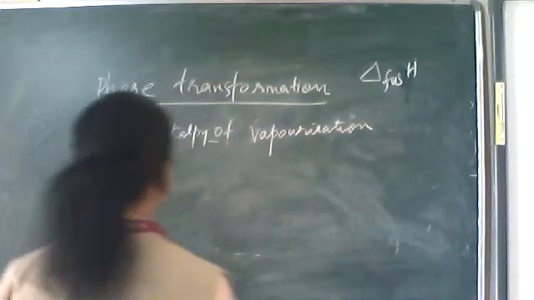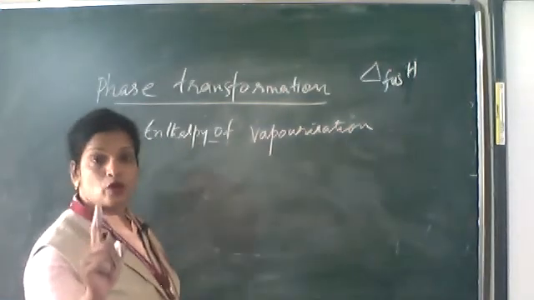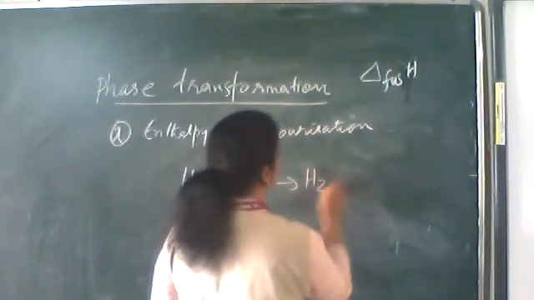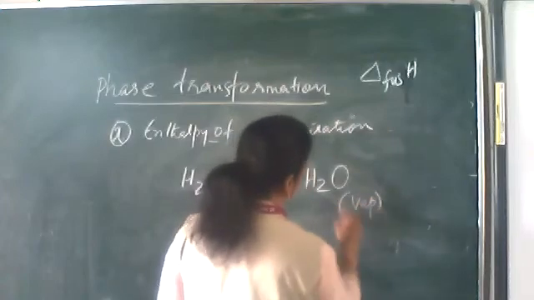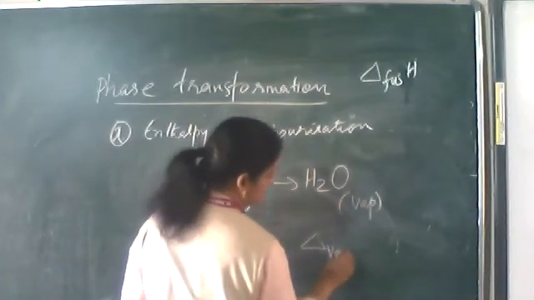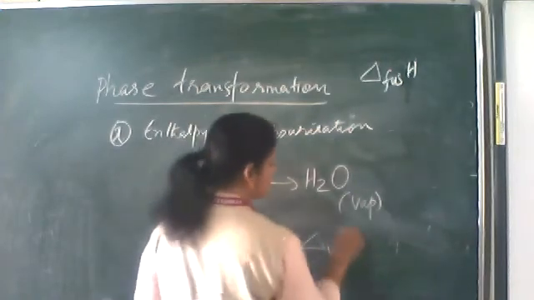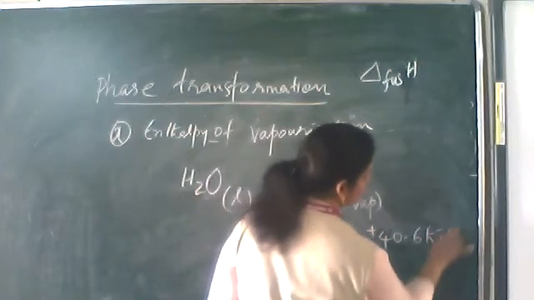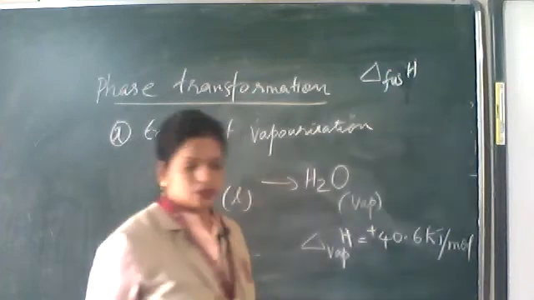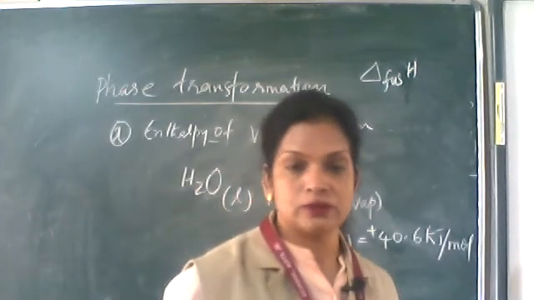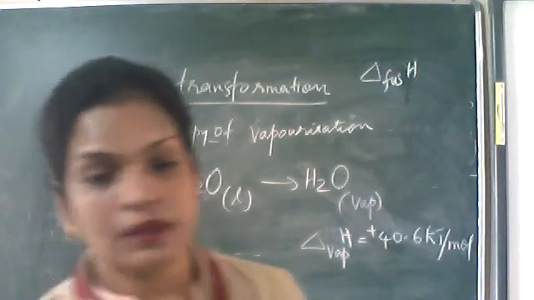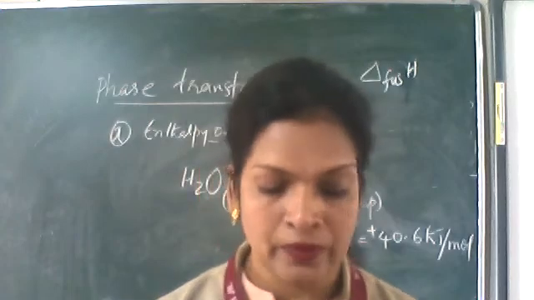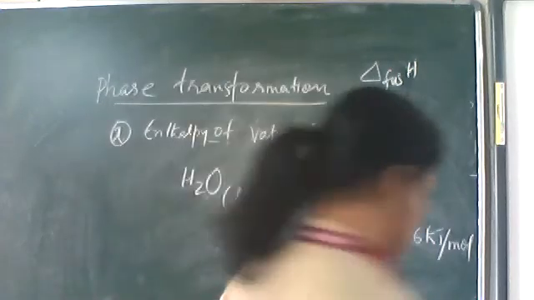Here, enthalpy of vaporization will be taking that 1 mole of water, that is H2O liquid, changes to H2O vapor. I'll write delta vap H is equal to plus 40.6 kilojoules per mole. That is, to convert 1 mole of liquid water into 1 mole of water vapor, heat is absorbed. How much heat is absorbed? 40.6 kilojoules per mole. Next, enthalpy of sublimation.